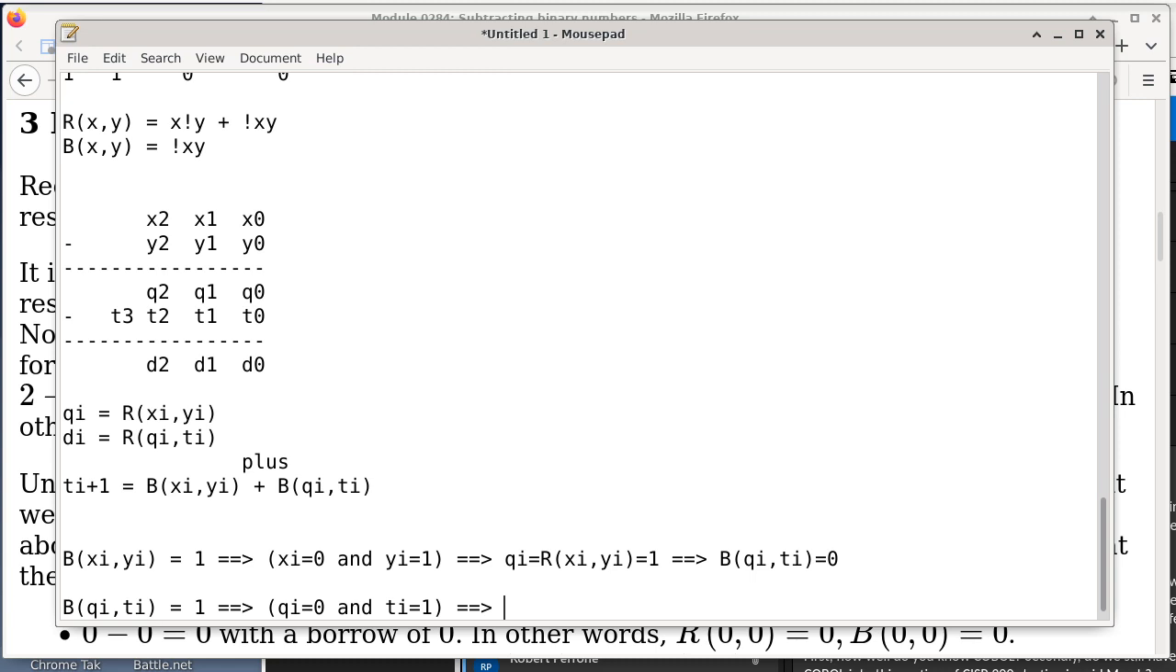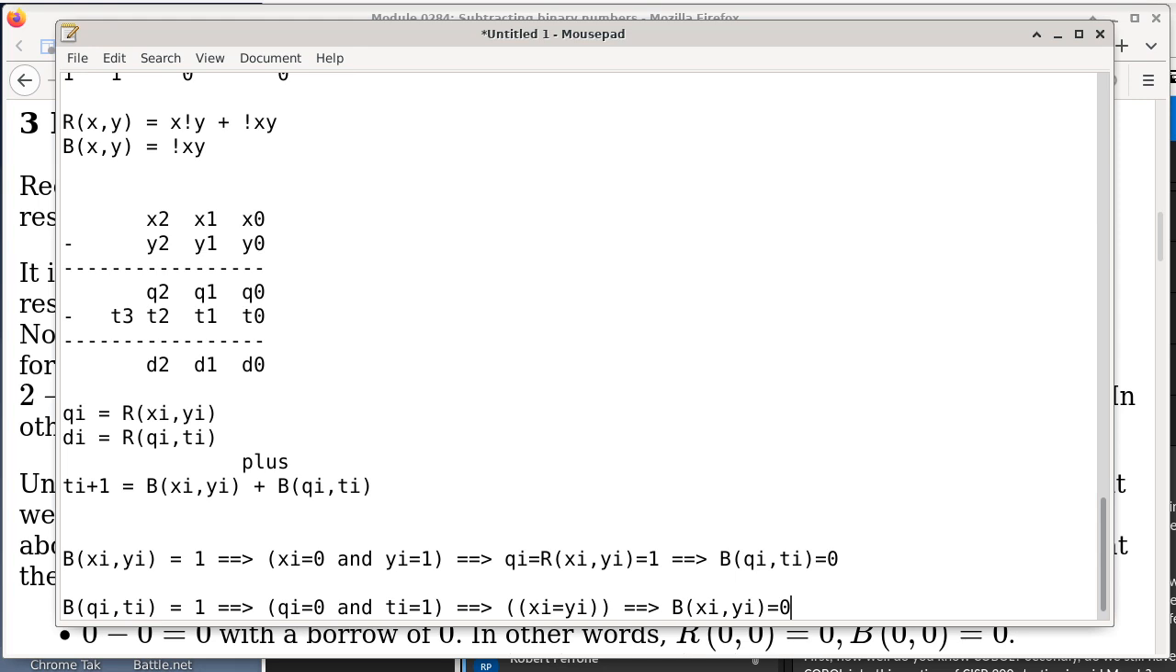Okay, so if qi is a 0, what does it mean? When qi is a 0, what does it mean in terms of xi, yi? They have to be the same. So that means this implies xi equals yi, right? Exactly. That means the borrow of xi, yi has to be a 0.